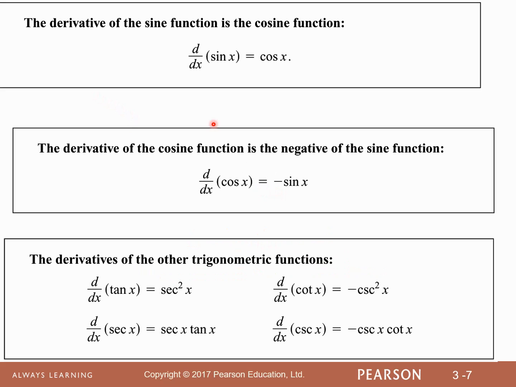The derivative of the sine function is cosine. So we can just say d by dx of sine x is equal to cosine x. Derivative of cosine x is equal to negative sine x. Derivative of tan x is equal to sec squared x. Derivative of cotan x is negative cosec squared x. Derivative of sec x is equal to sec x tan x, and derivative of cosec x is equal to negative cosec x cot x.